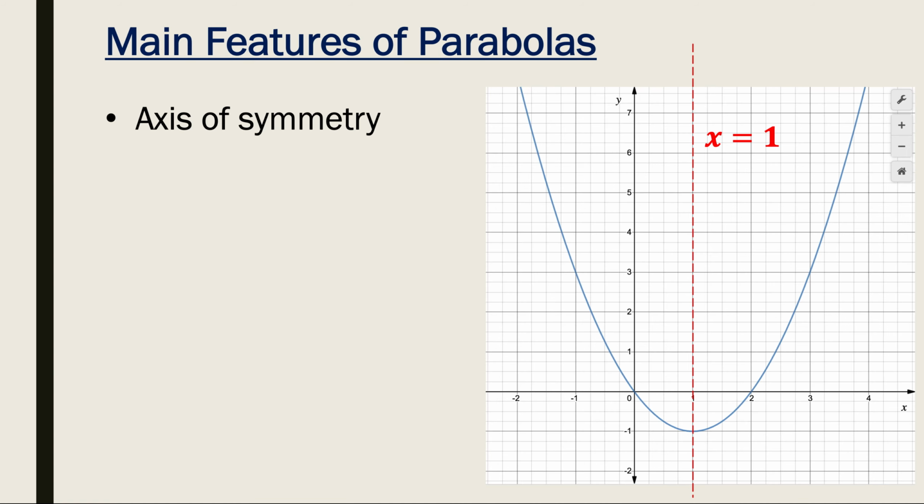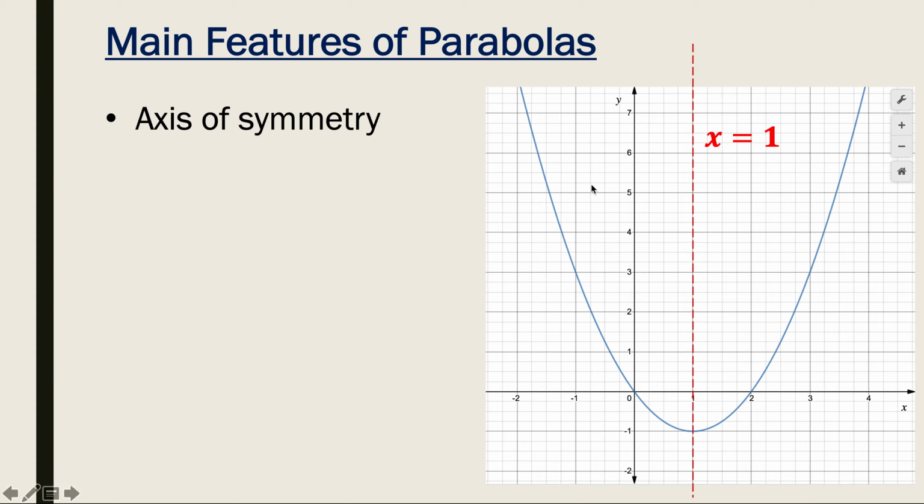Let's look at the main features of the parabola. When they're asking you to draw a parabola, they usually will ask you to draw these features. The first one is the axis of symmetry. The parabolas that I have here have suffered some transformations. We are going to cover these later on, but that's not the point here. The point here is I want to identify the main features.